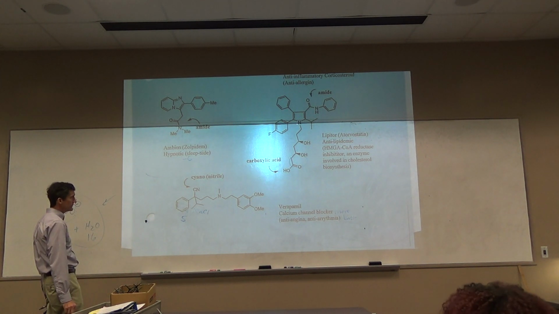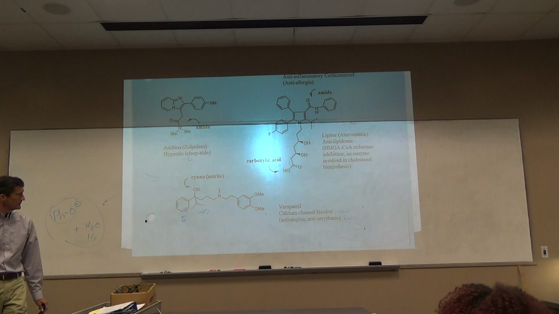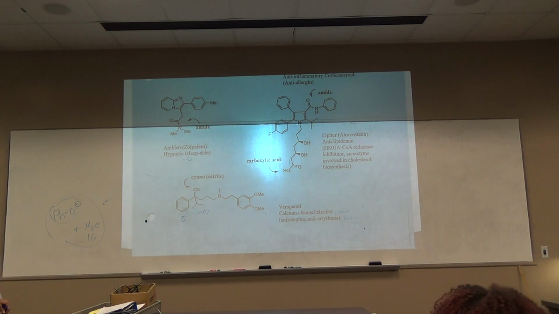Okay, test on Monday. If we brominated verapamil with bromine, maybe FeBr3, where might it brominate? That's a traditional aromatic bromination reaction, right? We have two aromatic rings. Which ring is going to brominate preferentially? The right one. The one on the right? Why? Unactivated. More activated for EAS.